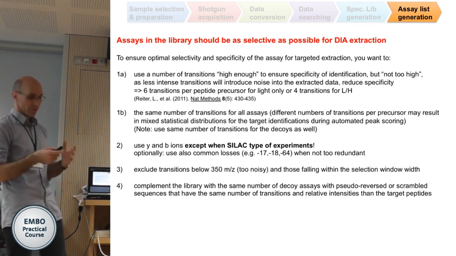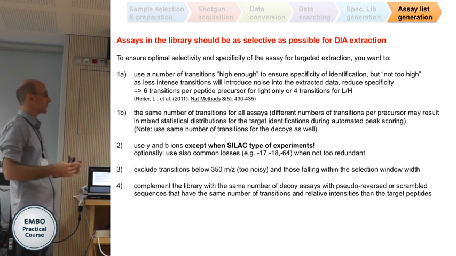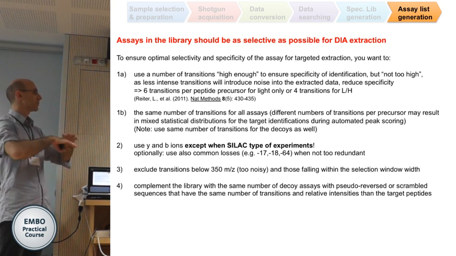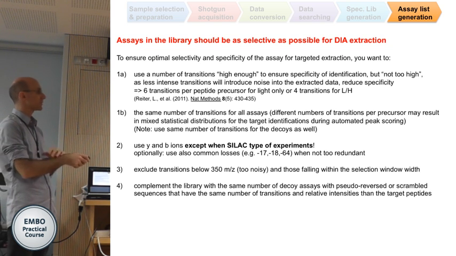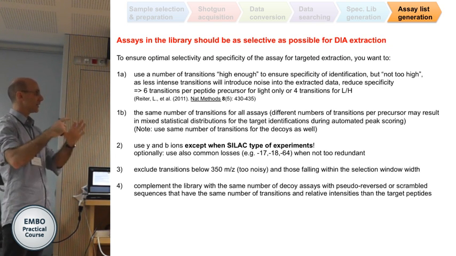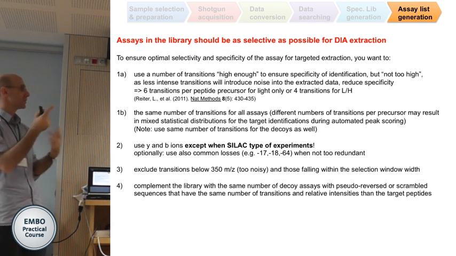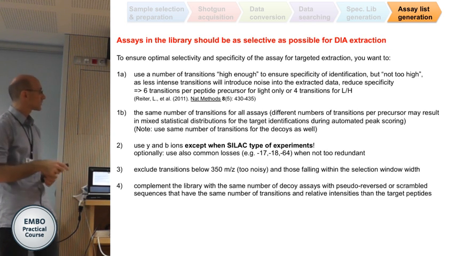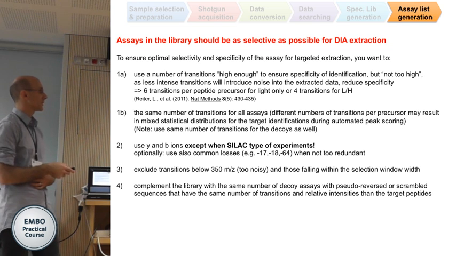And the last recommendation that we have is to exclude the low mass transitions. Because in SWATH, these would be 1, 2, or 3 amino acids, and this combination might happen from many different peptides, so this would be too noisy for SWATH extractions. We also exclude those which fall in the selection and fragmentation window. You can also do this in Skyline on the fly with the filtering options. We also recommend to use the same number of decoys as peptides and to generate them with a pseudo-reverse or scrambled sequence.